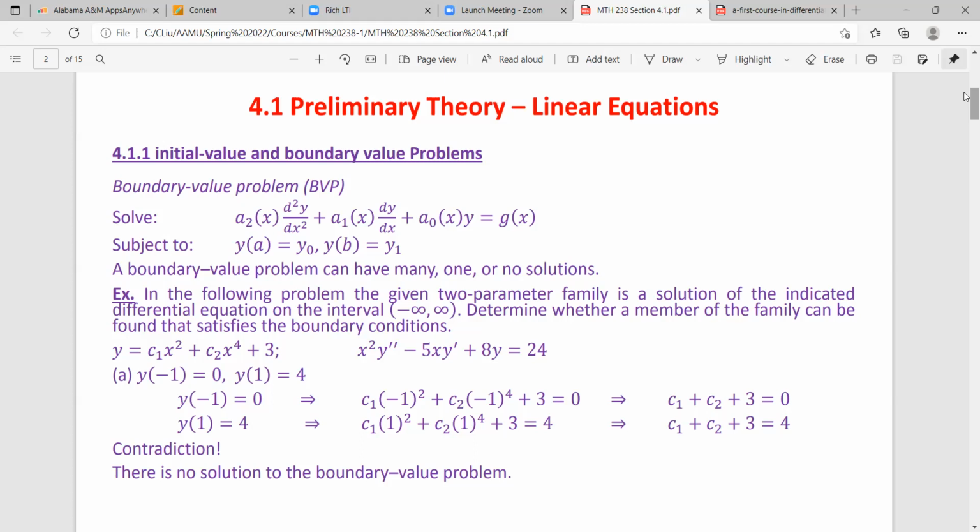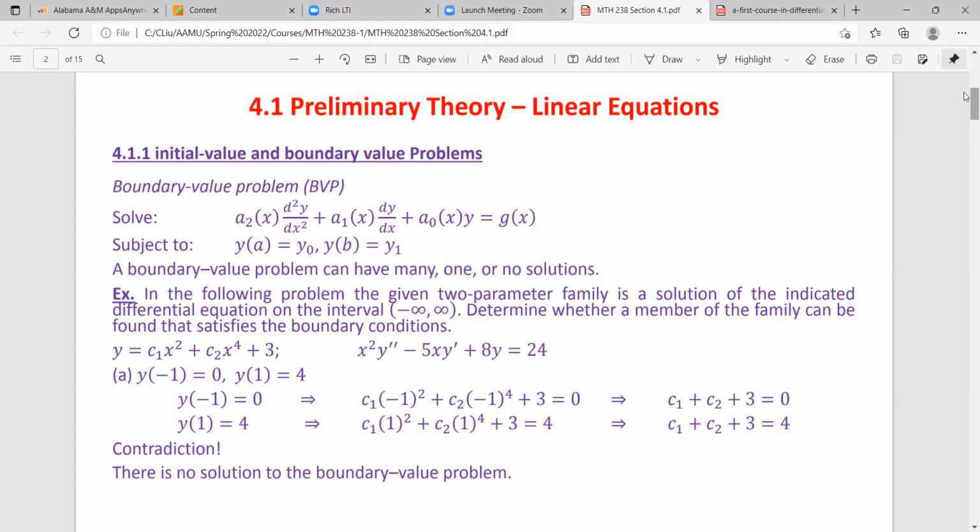So let's just consider several examples where a boundary value problem has different situations, where multiple solutions or one solution or no solution occur in different cases.